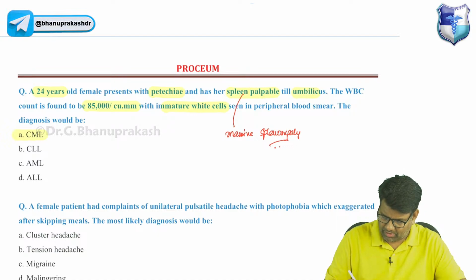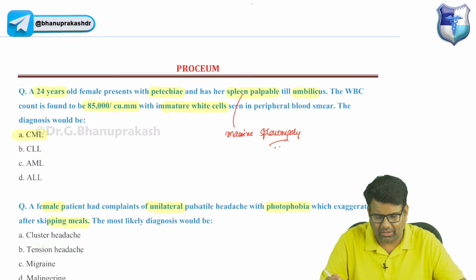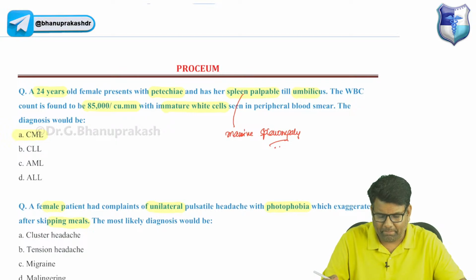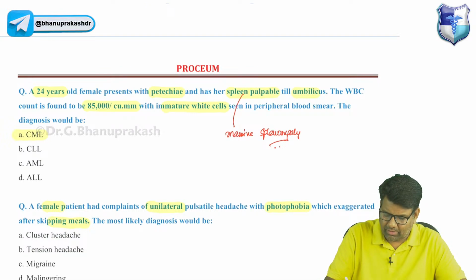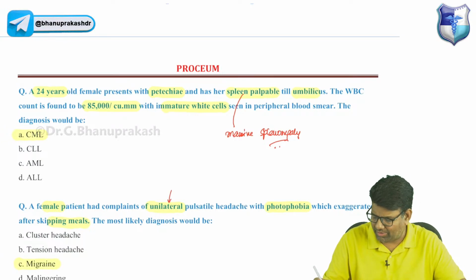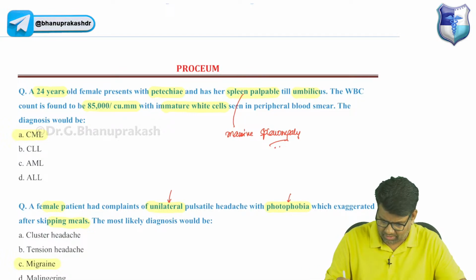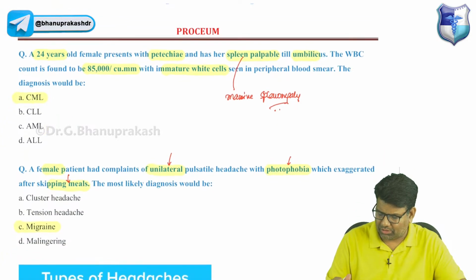Next question. A female patient has unilateral pulsatile headache with sensitivity to light, photophobia, and it might increase after eating meals. What can be the diagnosis? Yes, this is classical for migraine. Migraine. There is unilateral headache, usually bilateral, with photophobia or other precipitating factors, especially emotions.